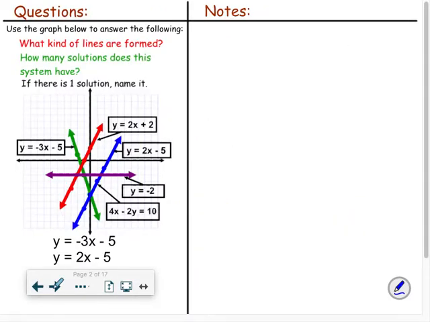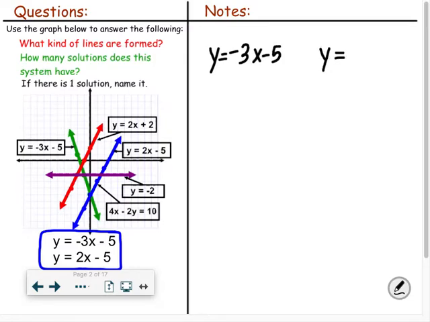Okay, use the graph below to answer the following. What kind of lines are formed? How many solutions does this system have? And if there's one solution, name it. So by looking at the graph, the two equations that we're working with are down here at the bottom. So my first one is y equals negative 3x minus 5. And my second one is y equals 2x minus 5. So I need to locate these lines on the graph.